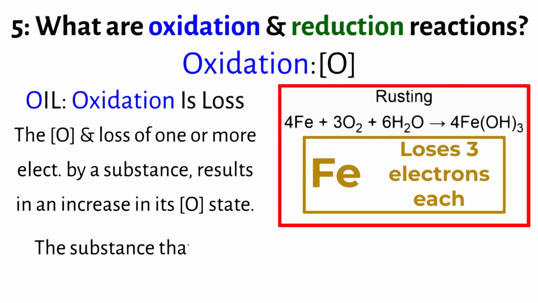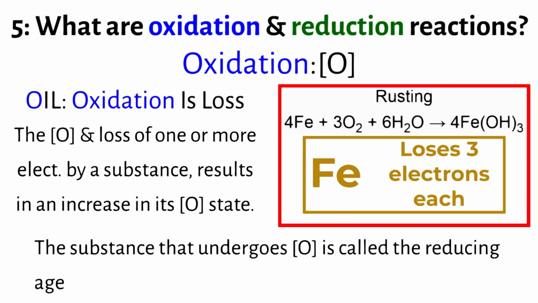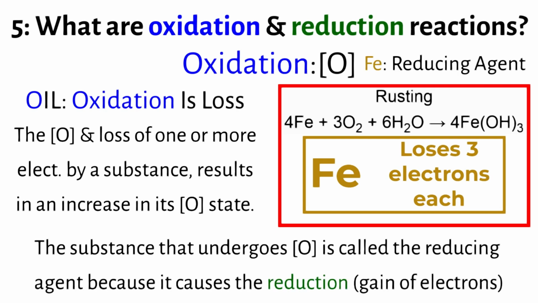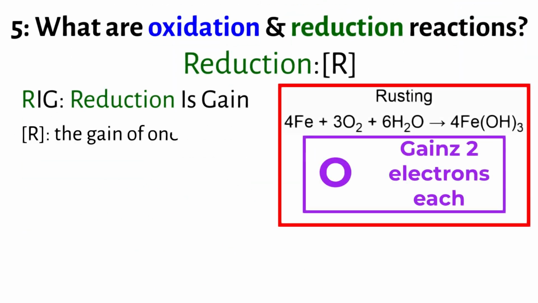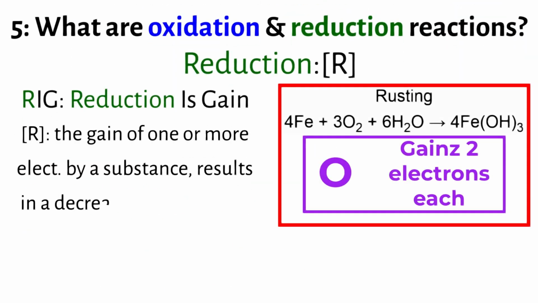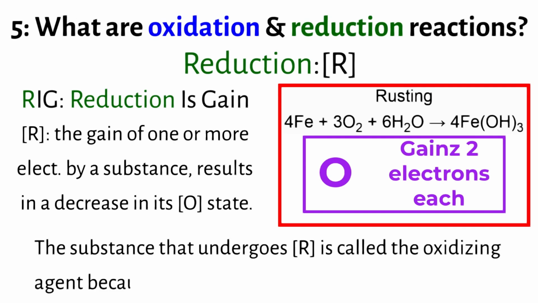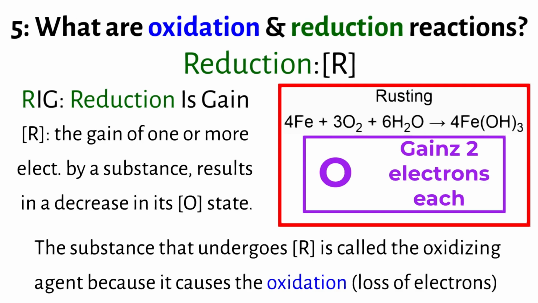The substance that undergoes oxidation is called the reducing agent because it causes the reduction, gain of electrons, of another substance. Reduction, the gain of 1 or more electrons by a substance, results in a decrease in its oxidation state. The substance that undergoes reduction is called the oxidizing agent because it causes the oxidation of another substance.